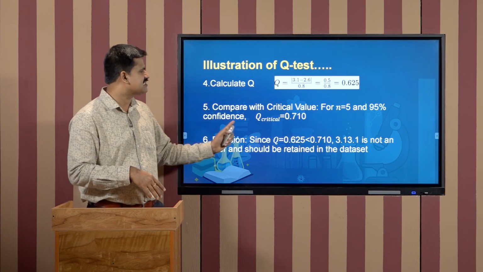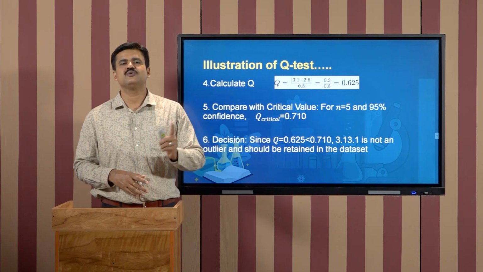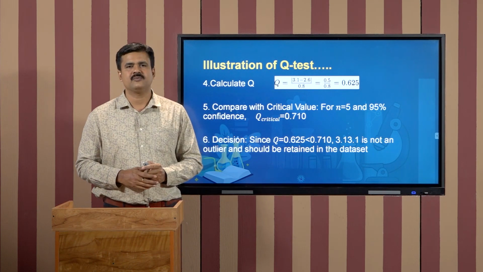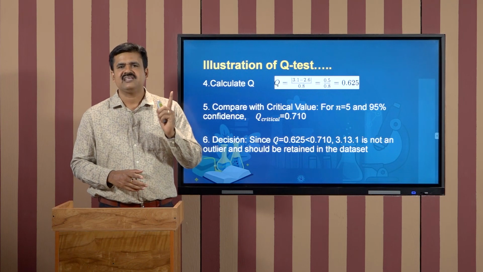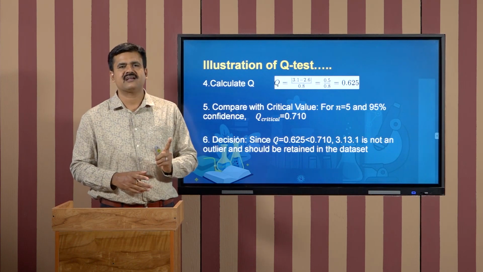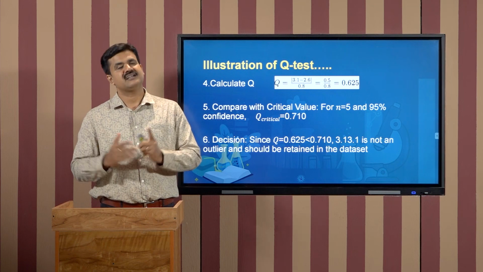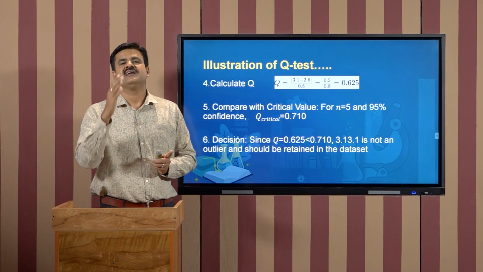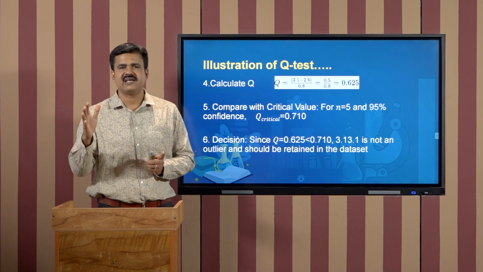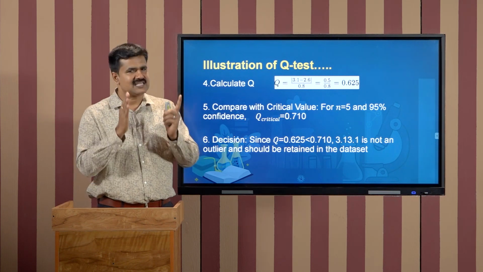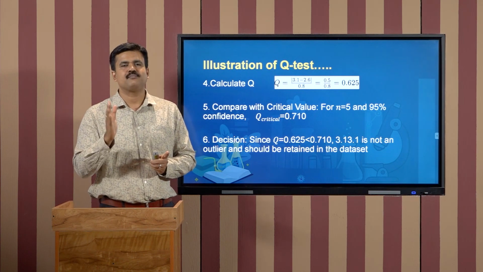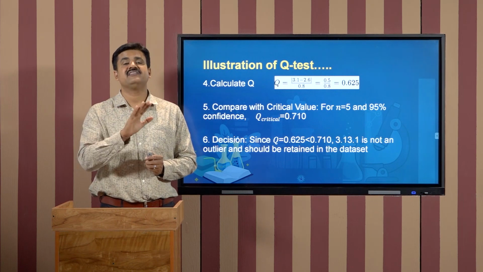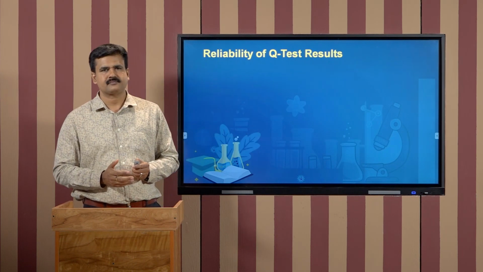The decision is, since Q calculated, that is 0.625, is less than 0.710, 3.1 is not an outlier and should be retained in the data set. If this order is just opposite, then you can say 3.1 is a real outlier and can be ignored. So, in the present problem, the data 3.1 is not an outlier and can be retained with the set of measurements.